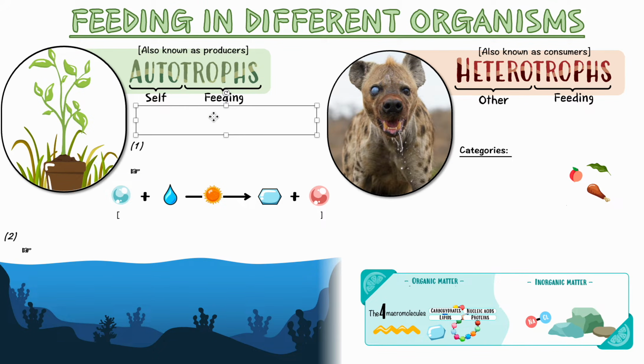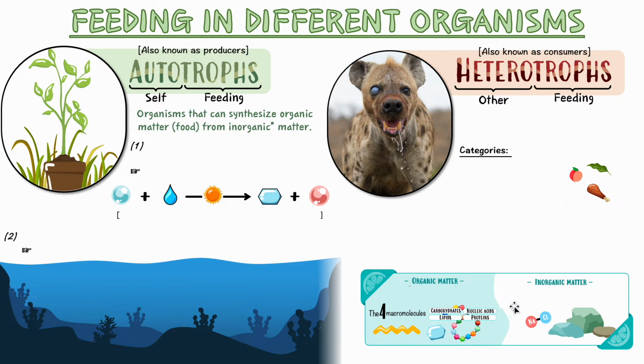Now, what do they really do? The key thing here, the scientific definition you guys gotta know, is that these are organisms that can synthesize or make organic matter, which we know of as food, from inorganic matter. What does that mean? Okay, it's a bit of a complicated sentence. Look here. Organic matter is very simple. You can think of it like food.